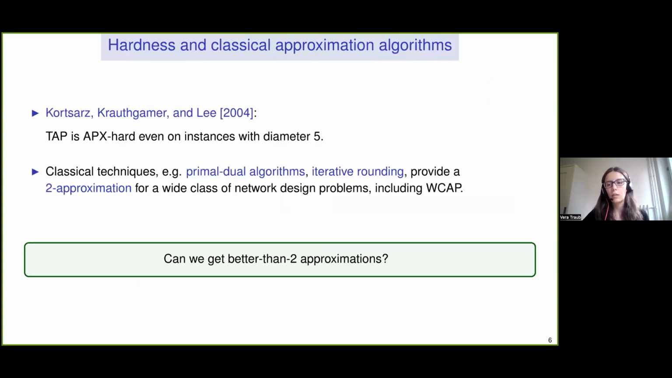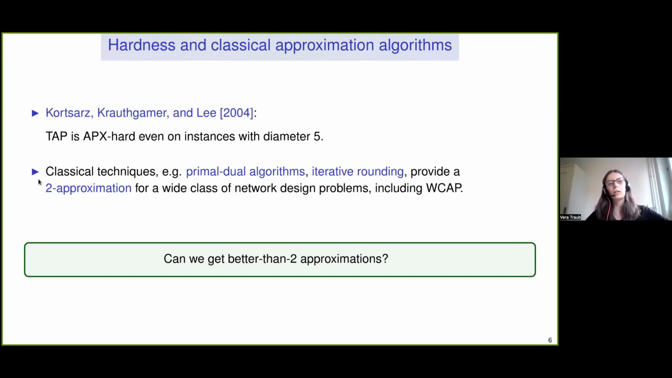So what is known about these problems? In terms of hardness, even the most special problem of these four, namely TAP, is APX-hard, and this is APX-hard even if we restrict to the special case where the trees that we are starting with have constant diameter. Already on trees of diameter 5, the tree augmentation problem is APX-hard in the unweighted setting. This was shown by Kortsarz, Krauthgamer and Lee in 2004. For this reason, we will be interested in discussing approximation algorithms.